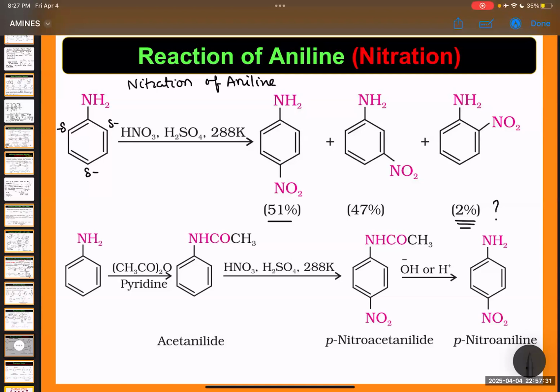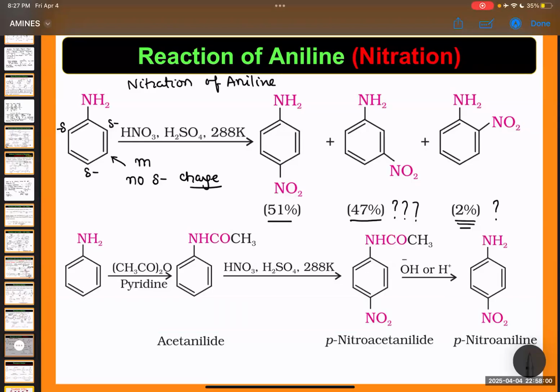So this is surprising, and there is one more surprise. The meta product is too high. It is 47%. We had not expected the meta to form, because there was no delta negative charge at the meta position.